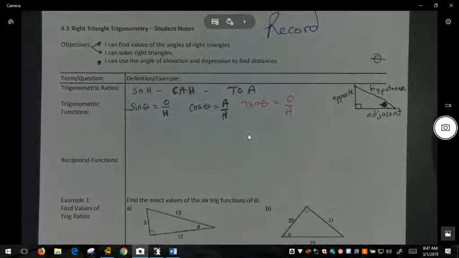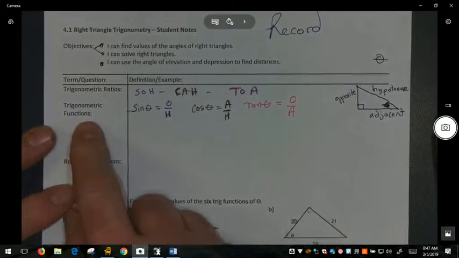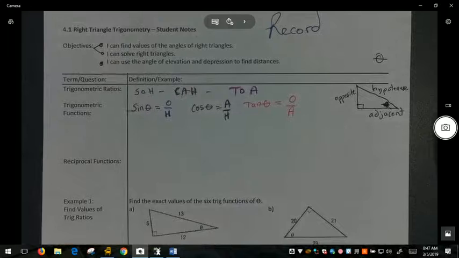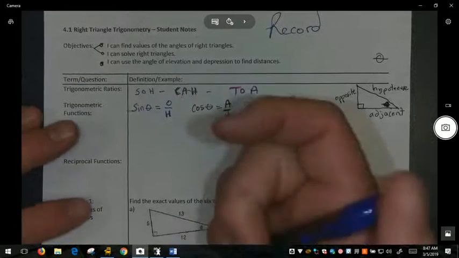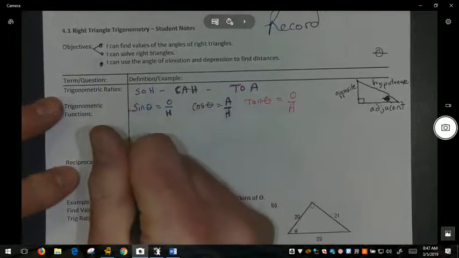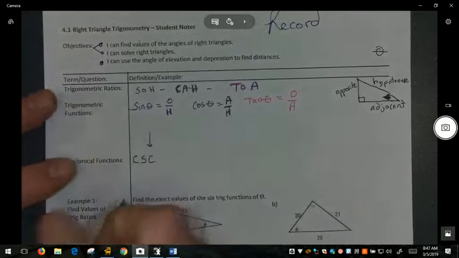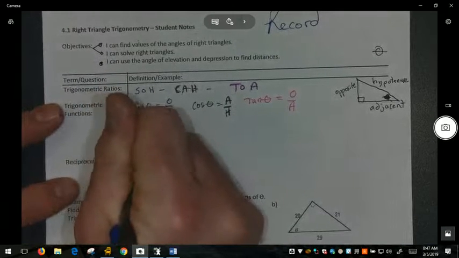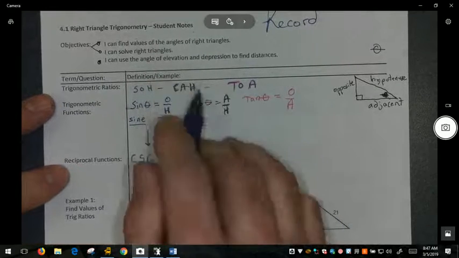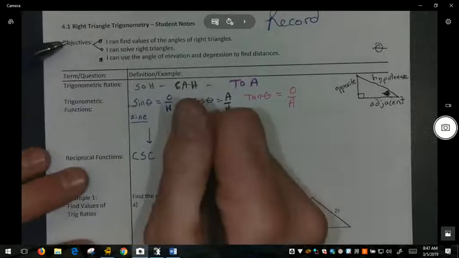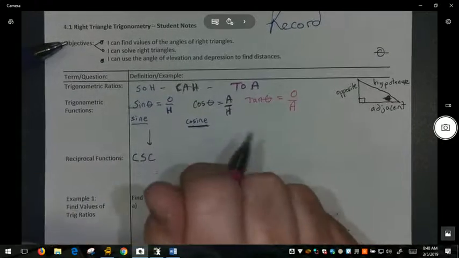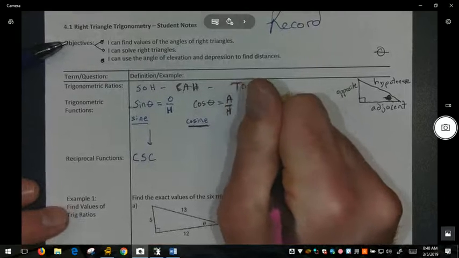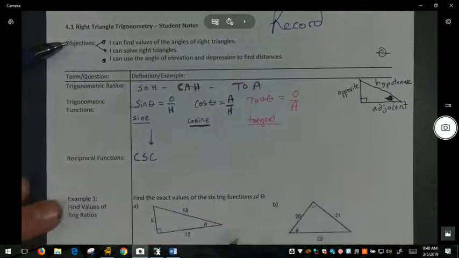There are 3 reciprocal ratios. So when I say 3 reciprocal, we're looking at the reciprocal functions. So here are the trigonometric functions, you know, sine, cosine, and tangent. Well, the reciprocal function for sine is CSC. By the way, this is actually spelled sine with an E, but we abbreviate it SIN. This is spelled cosine, but we abbreviate it COS. And this one's spelled tangent, but we abbreviate it TAN.